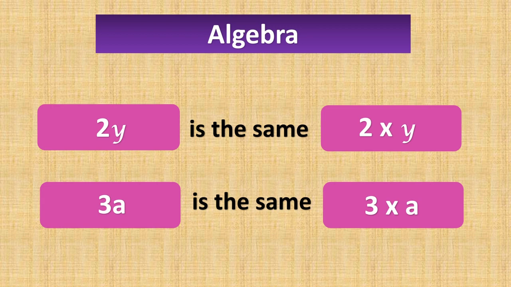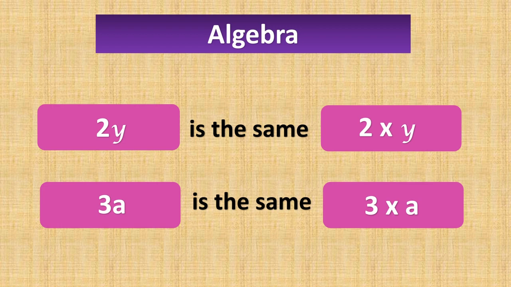So 2y is the same as 2 multiplied by y. But because we don't want to write 2 multiplied by y every time we write an equation, we just write 2y. Similarly, 3a means 3 multiplied by a. Just keep this in mind. This helps in solving algebraic problems as well.